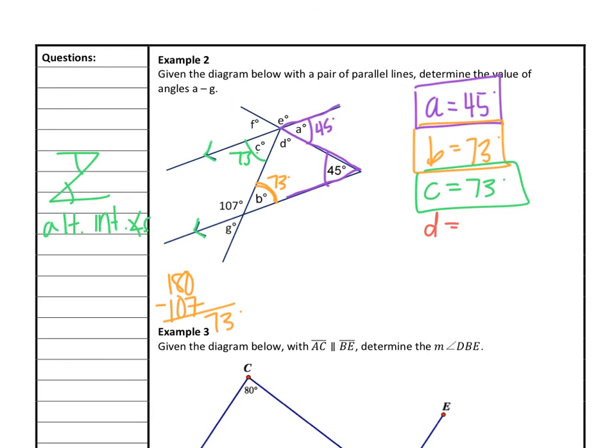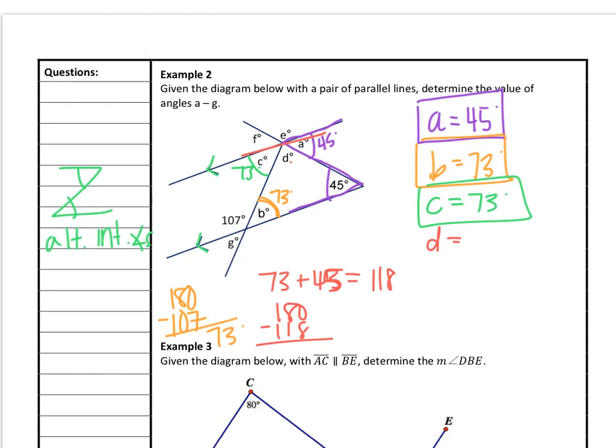So D is sitting in this triangle. We have a 73, a 45, and then D. So we could use angles in a triangle sum to 180, or it's sitting on a straight line with 73 and 45 again. So a straight line sums up to 180. It doesn't matter which method you use there, but we still have to add 73 and 45 to get 118. And then from there, we're subtracting from 180 to give us 62.